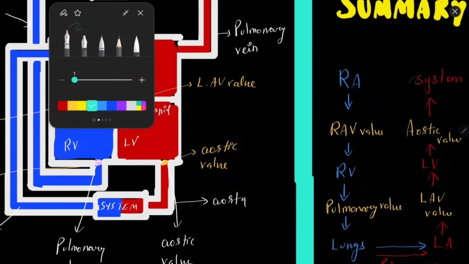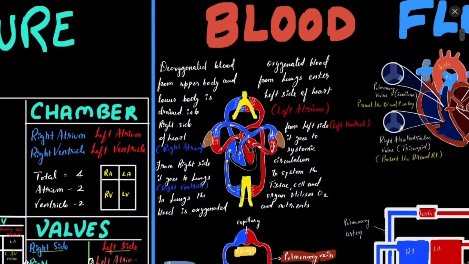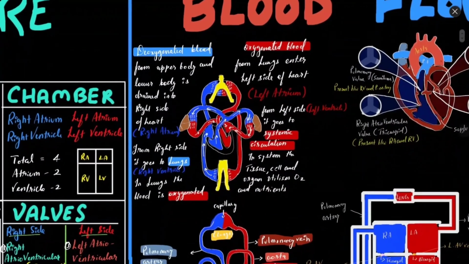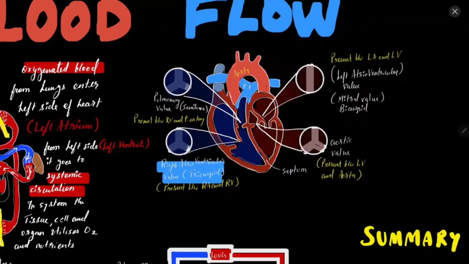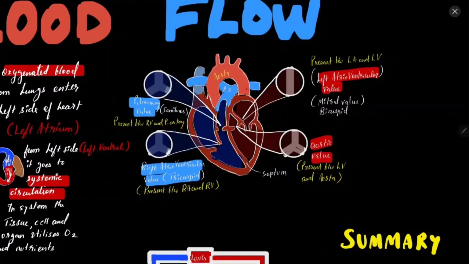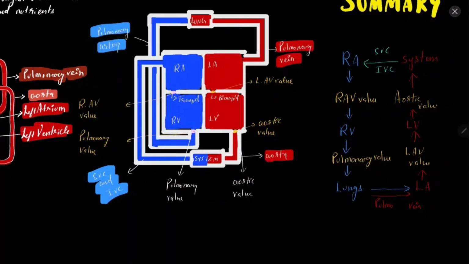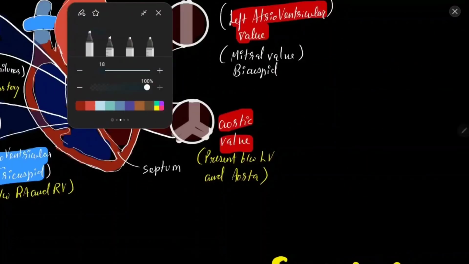From system, the blood returns to right atrium through superior vena cava and inferior vena cava. Hence, we can say that atrium receives blood from veins and ventricles pump blood into the arteries. Right side of the heart deals with deoxygenated blood and left side of the heart deals with oxygenated blood. External respiration occurs in lungs, whereas internal respiration occurs in tissues, organs, and cells.